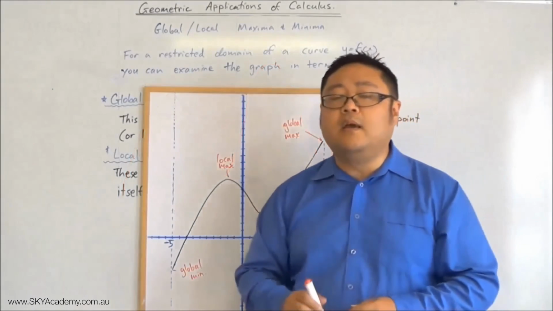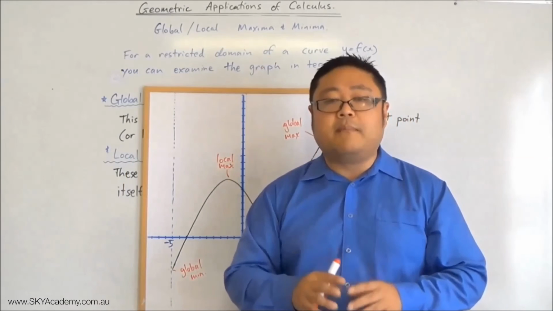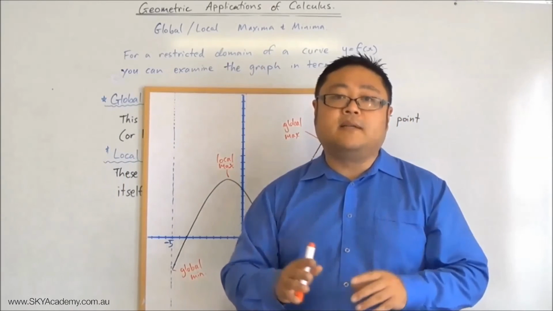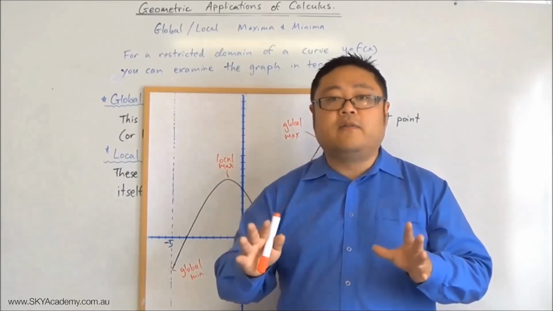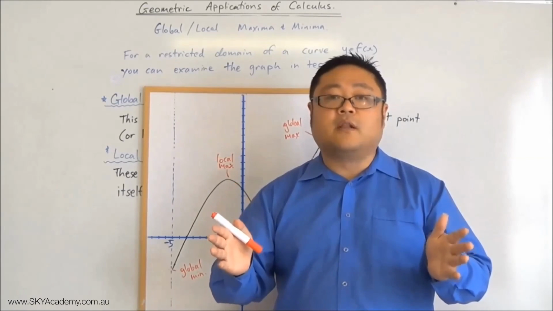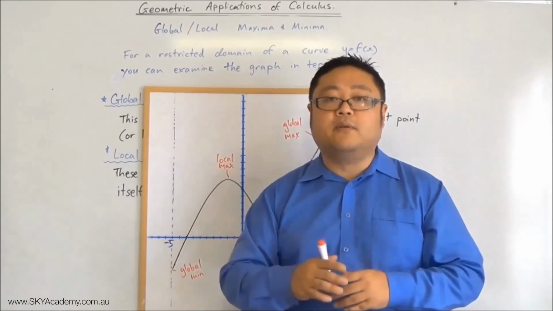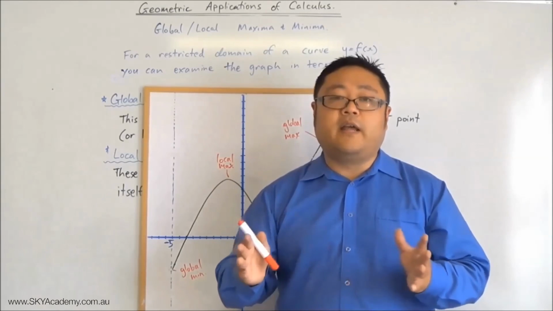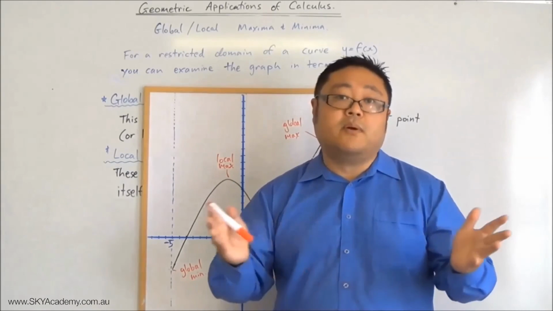I hope that makes that clear, because this sort of question will come up a lot, and basically the question will be, tell me where, on this curve for this domain, where is the global or absolute maximum or minimum, and find any other local maximum minimum points as well.